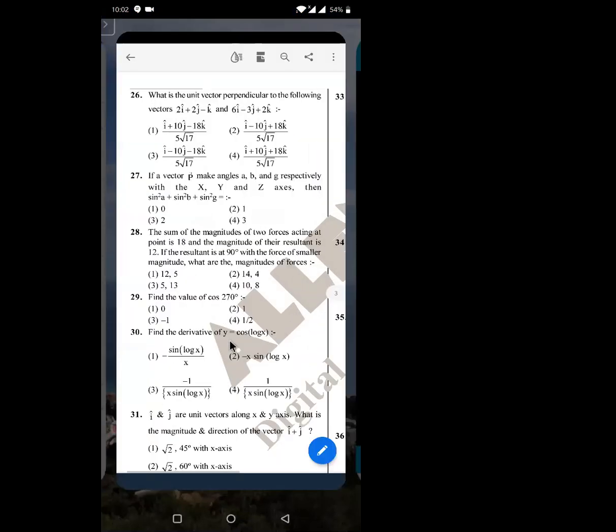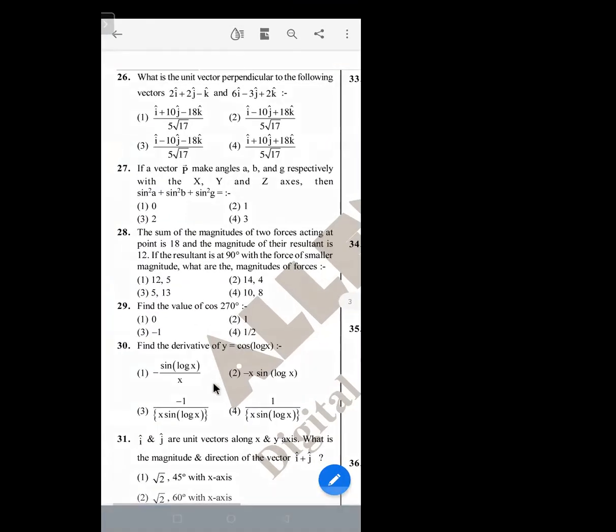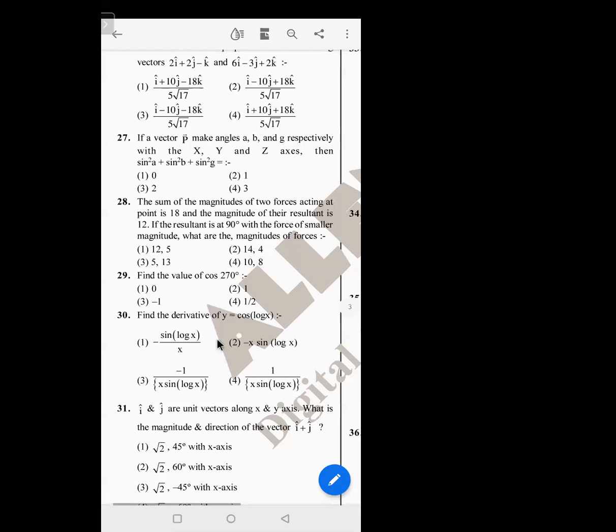Question number 28, look. The sum of the magnitudes of the two forces acting at a point is 18 and the magnitude of the resultant is 12. If the resultant is at 90 degrees with the force of smaller magnitude, what are the magnitudes of the forces? I hope you might have done this question already, but I will do it once more.